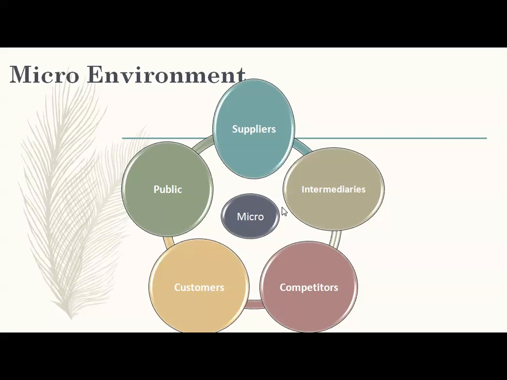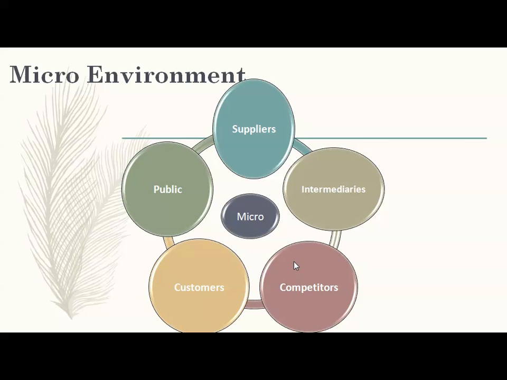So today we will start with a glimpse of the microenvironment. As we have seen already, in the microenvironment there are various factors like suppliers, intermediaries, competitors, customers and public. Microenvironment refers to the company's immediate environment and those environmental factors that are in its proximity. These factors influence the company's capability to serve its market. These are some of the group of people who affect the company's prospects directly, and these are the factors.